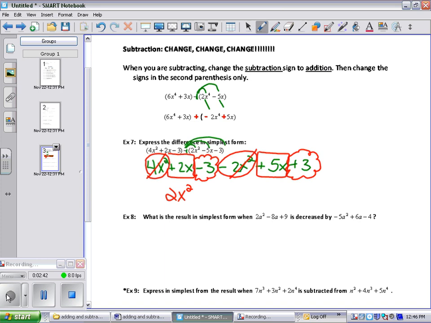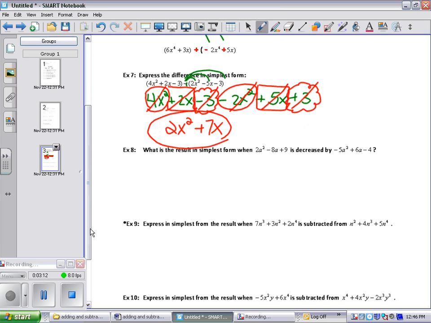Then go to your box. You've got 2 plus 5, which gives me 7, and then write down your variable. There's no exponent. Actually, there's an exponent of 1, but we don't need to write that. And then we've got -3 plus 3. Well, -3 plus 3 cancels each other out, so we don't even need to write anything because that would be 0, and we don't need to write down 0. So we're done. There's our answer. Not so bad. Let's try another one.